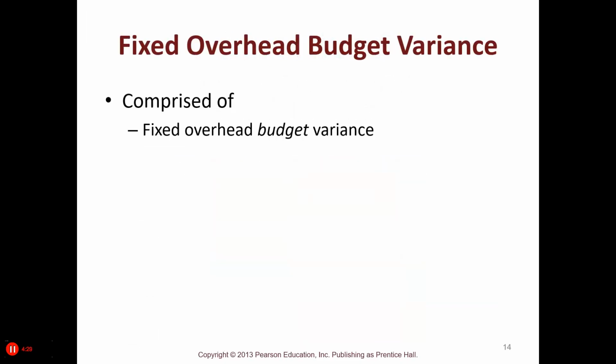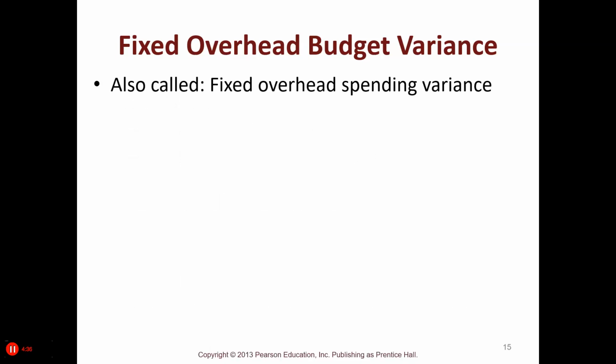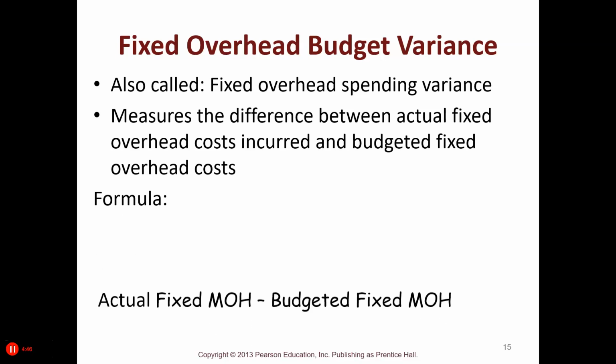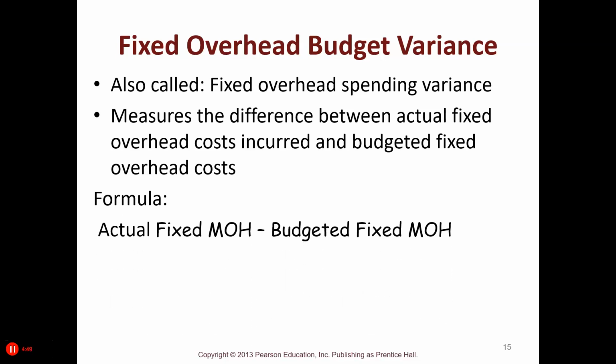Now let's look at the fixed overhead variances. We have our fixed overhead budget variance and our fixed overhead volume variance. The budget variance, also called fixed overhead spending variance, measures the difference between actual fixed overhead costs incurred and budgeted fixed overhead. So, easy formula, just find your actual fixed manufacturing overhead and subtract it from the budgeted fixed manufacturing overhead. Remember, we're only looking at the fixed portion.